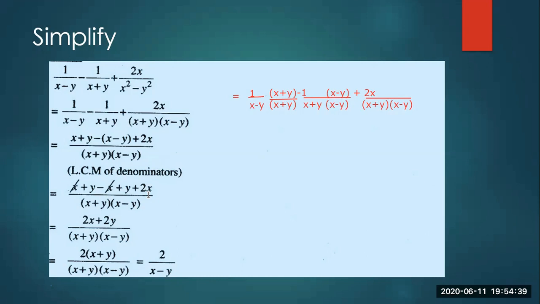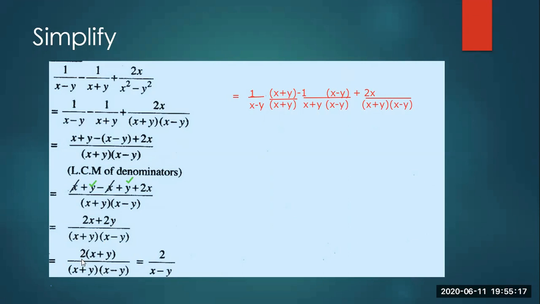Next step. In the next step, x will be cancelled with minus x. What are we left with? We are left with y plus y. Y plus y is 2y. So I'll write 2x plus 2y. Any variable can be written first, I have written 2x first. 2x plus 2y divided by x plus y into x minus y.